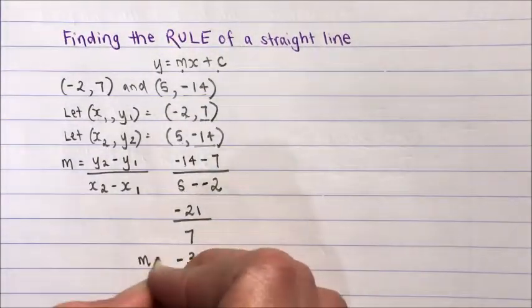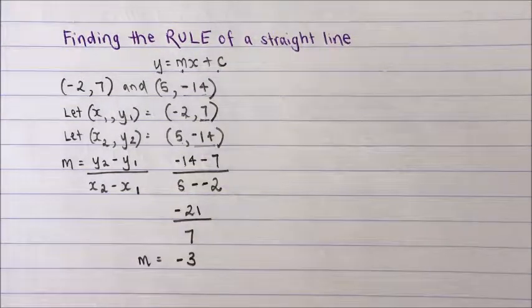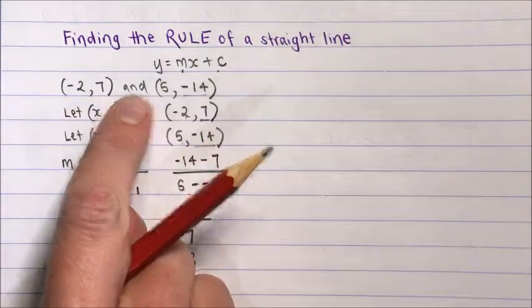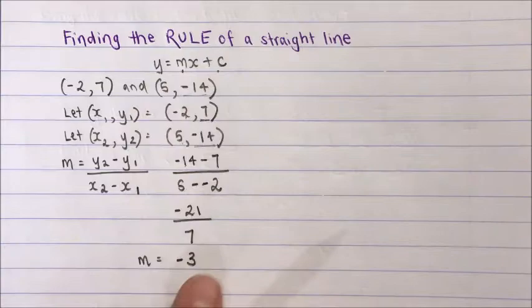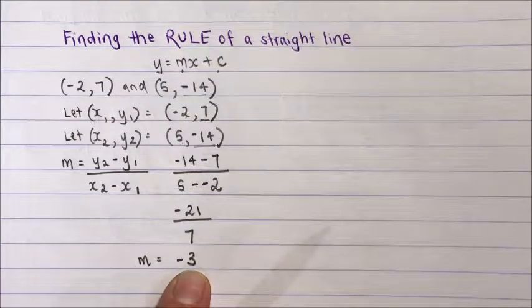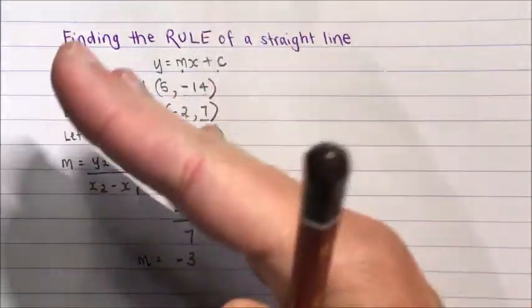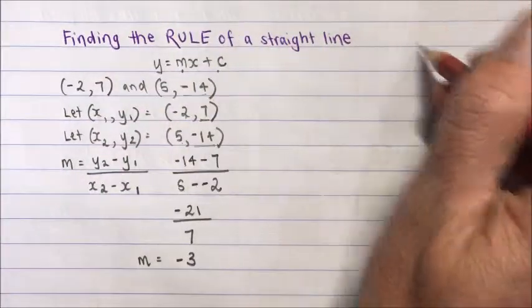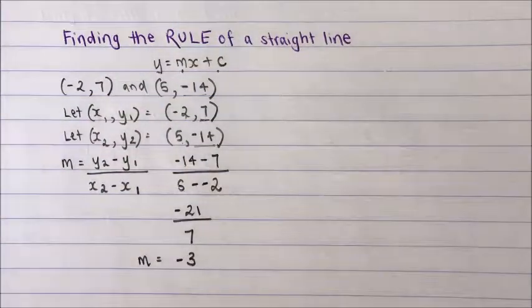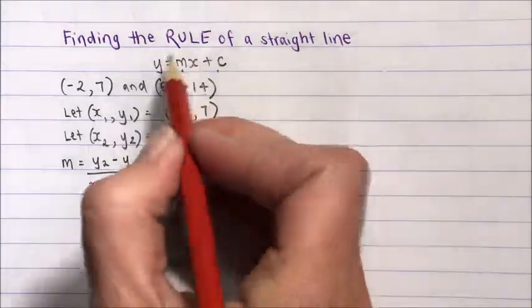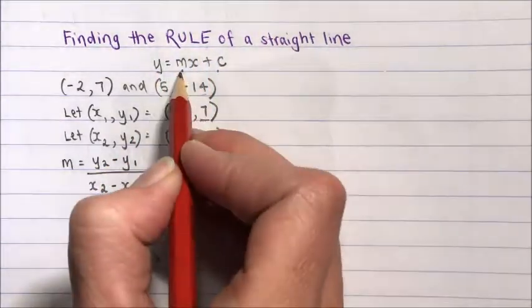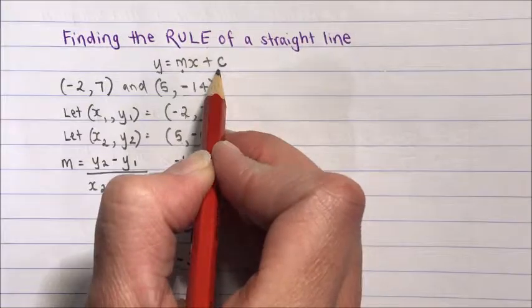So m equals -3. If this was a question that just asked you to find the gradient, now you'd need to write your therefore statement. Therefore, the gradient of the line that runs through (-2, 7) and (5, -14) is -3. So our line's running this way. It's a negative gradient. So the next step, because we've been asked to find the rule, is that now we've got m, we need to find c.